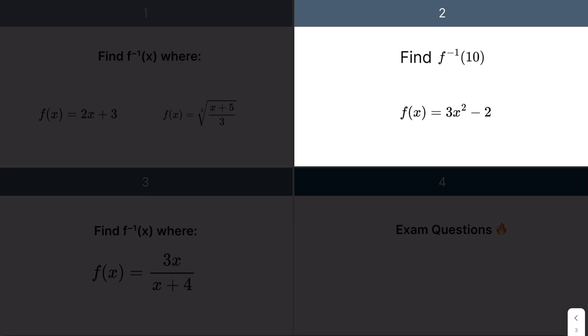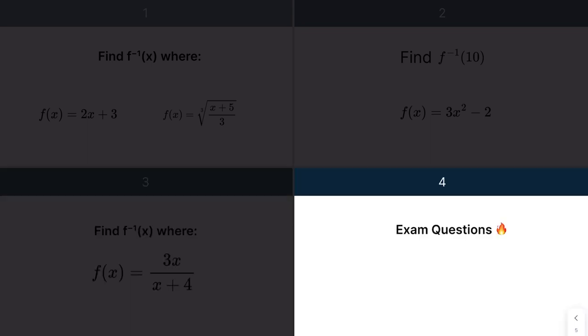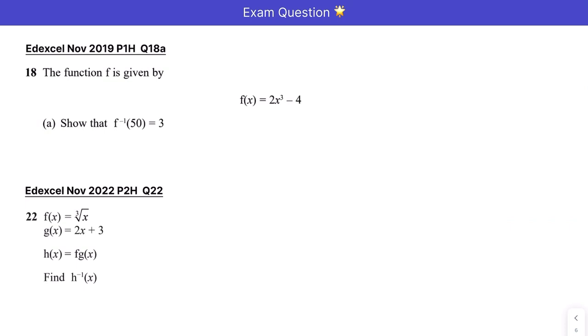We're then going to move on to looking at examples where you've got to substitute a value when you find the inverse. Then we're going to look at examples where you have 2 x's in the function of x, and then we're going to look at exam questions. And the exam questions we're going to look at are 2 real exam questions. That's this one here, and that's this one here.